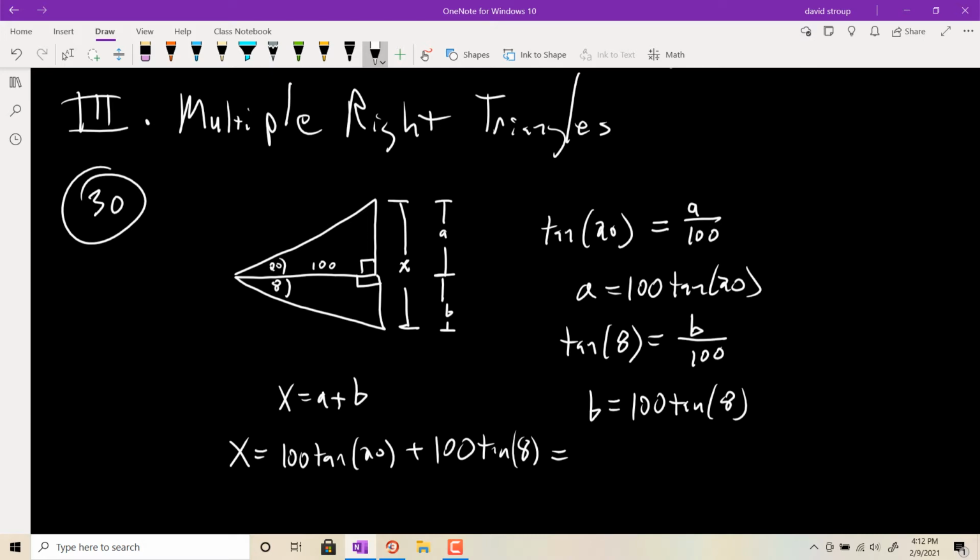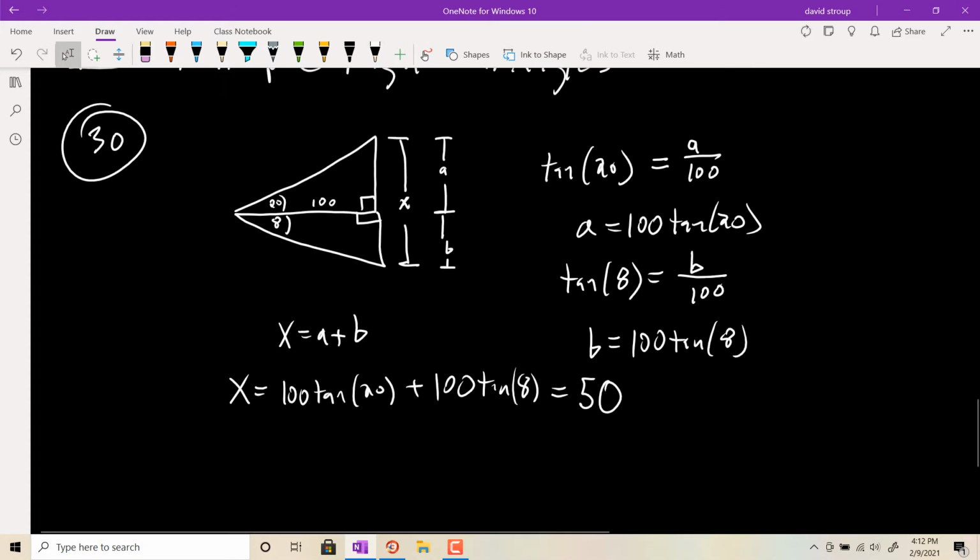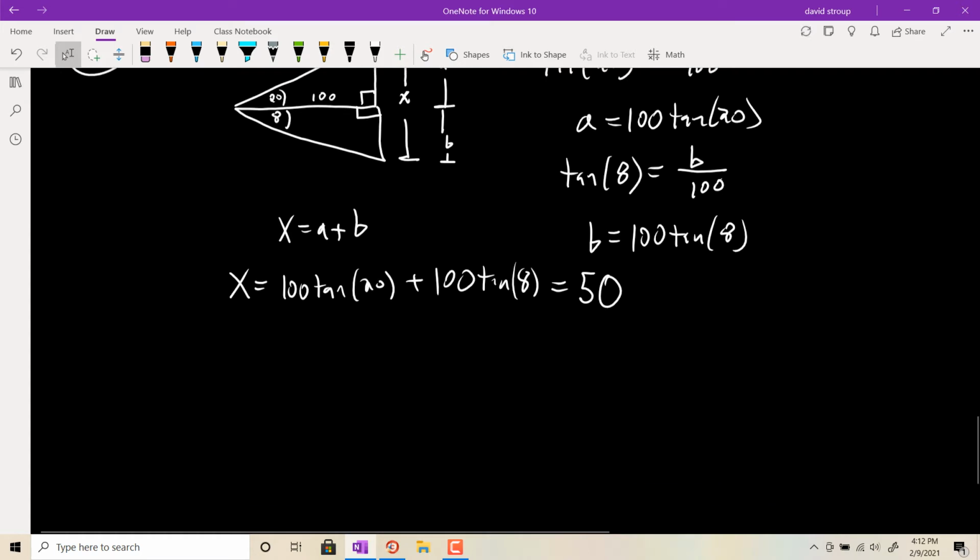I'm going to get my calculator here. 100 tan of 20 plus 100 tan of 8 is 50.45, depending on what decimal place. Let's see what they want. Nearest whole unit, so they just want 50. Sorry, it's a length, so 50 length units, whatever the lengths are. Okay, let's look at another one.